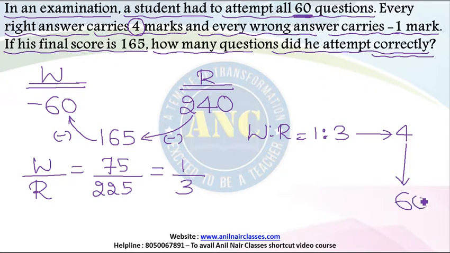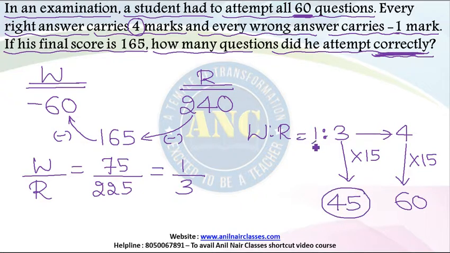4 should become 60, so multiply by 15. How many questions did he attempt correctly? The question asks for 3 according to the ratio, so it is 3 into 15, which is 45. Suppose if the question is how many questions did he attempt wrongly, 1 into 15 should be the answer in that case. But as of now, how many questions did he attempt correctly is what is being asked. The answer for this question is 45.